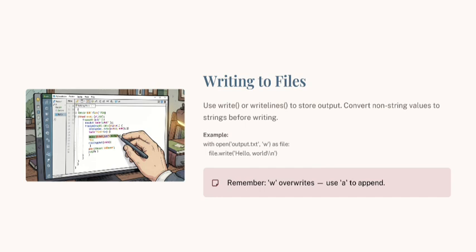Using writelines, the writelines method is used to write multiple lines into a file. It accepts a sequence of strings. Important point about write mode. Remember, W mode overwrites existing data. For example, if a file already contains information and if we open it using open file.txt W, the previous content will be removed. If we want to add data without deleting existing information, we should use A, append mode.